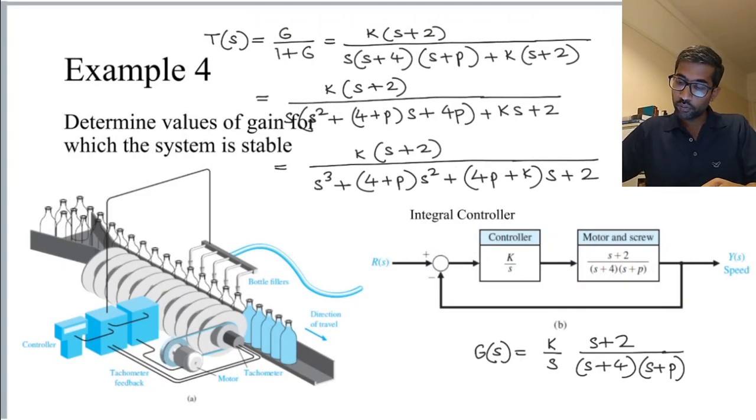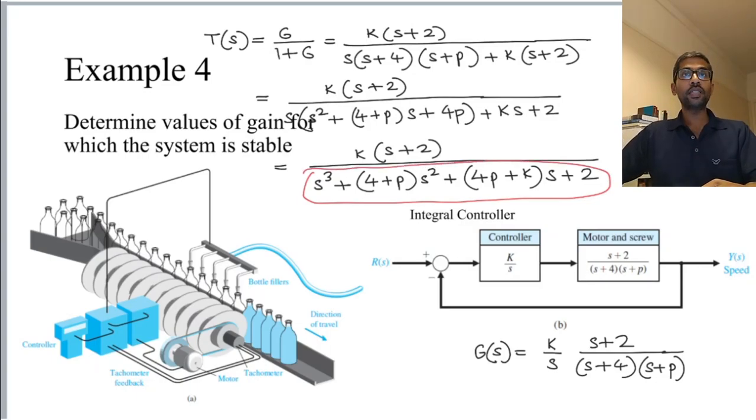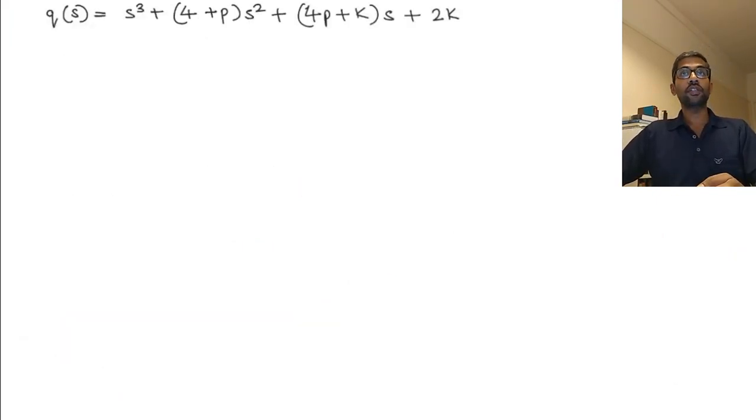Now, what is the characteristic equation of this transfer function? The characteristic equation is the denominator part of the equation, and we can evaluate the stability of the system by looking at that. So let's do that in the next slide. I've made a small mistake here. This is supposed to be 2k. So we have this transfer function here, and now we want to evaluate the stability of the system.